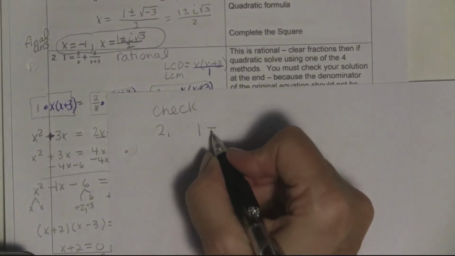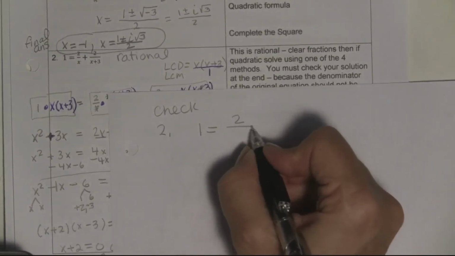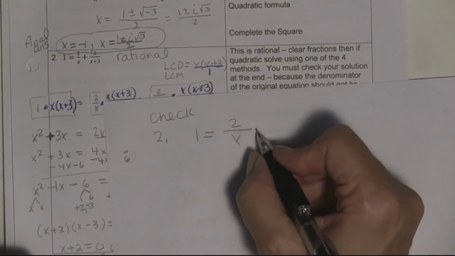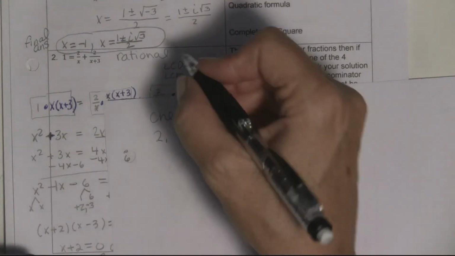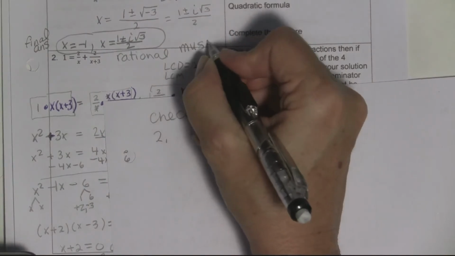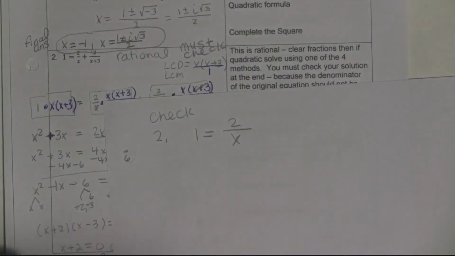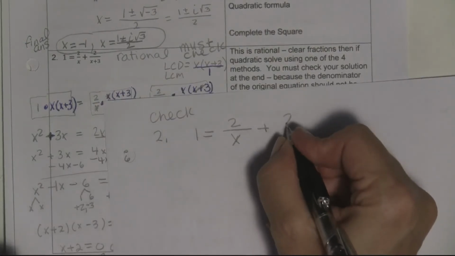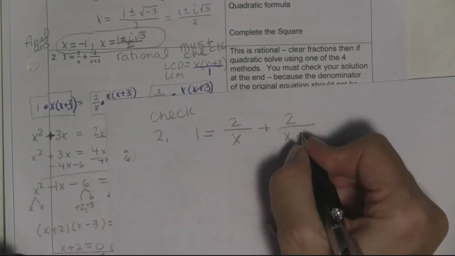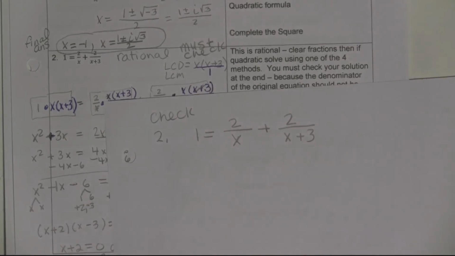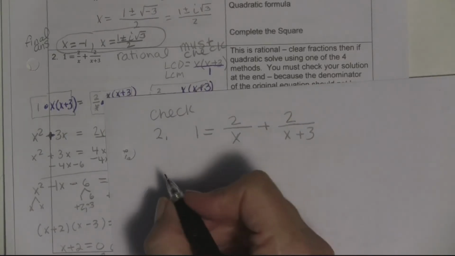And I should have checked it, because it's a rational, and rationals can have extraneous solutions too. So I should have said that this was a must check as well. And I don't know, it was early. It's early this morning. You don't know what time it is, but it's early. So anyway, okay, I'm going to check these one at a time.